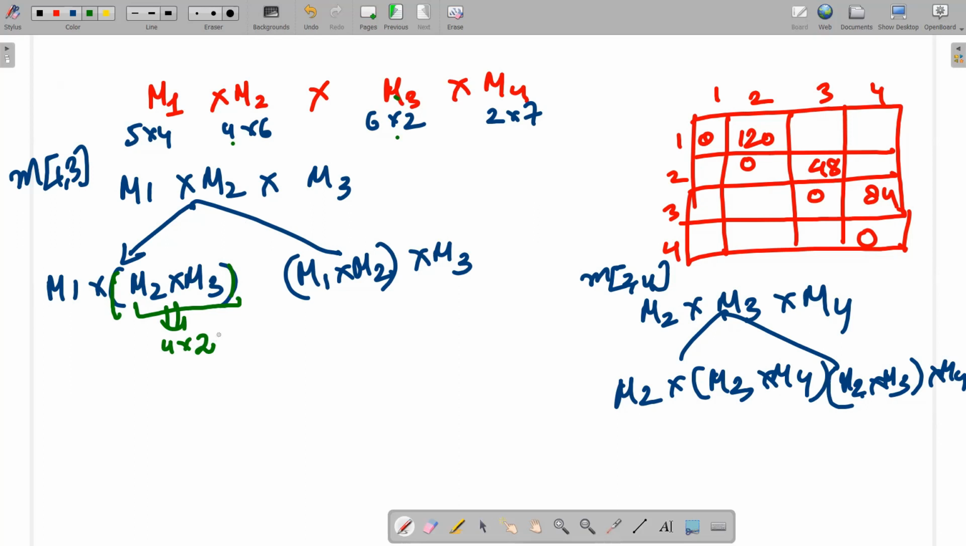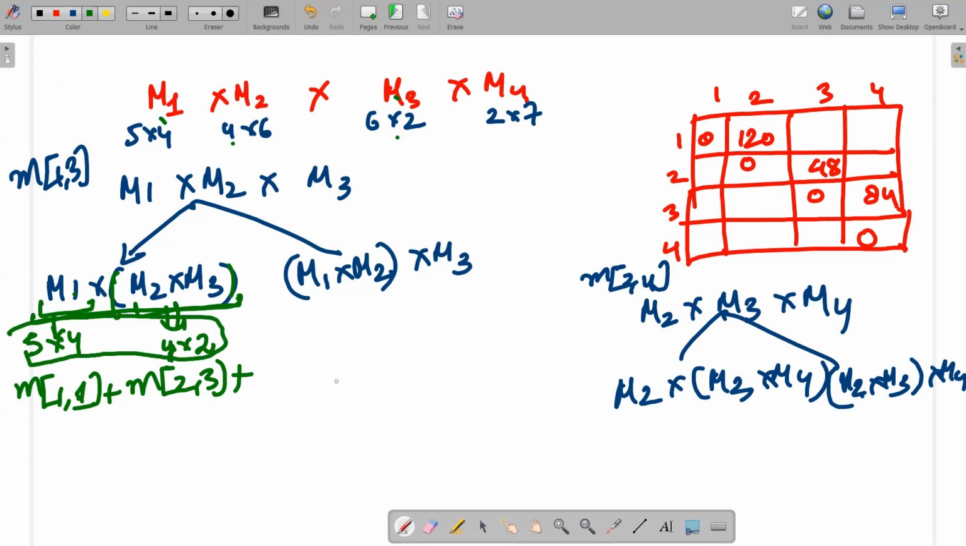This is the resultant matrix, but firstly, what we will do is we'll use the previous answer. So M1 means multiplying M1 with M1. The answer for M11 plus M23 answer plus the cost of multiplying this. So this answer will come as 4 cross 2, that is the result, and M1 is obviously 5 cross 4. So what is the result of multiplying this particular part? The result would be 5 cross 2, and 4 is commonality, so you cannot ignore it. So guys, M11 answer we have already calculated as 0, right? M23 calculation has been done, it is 48.